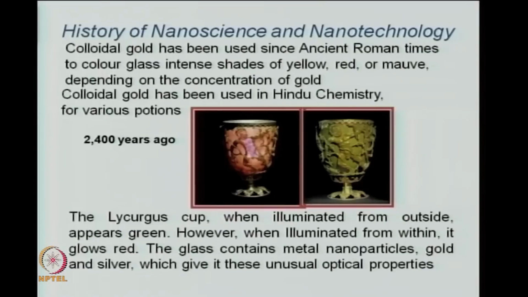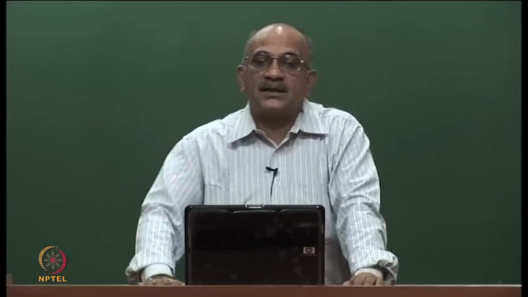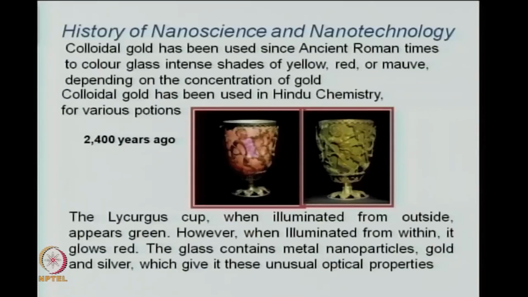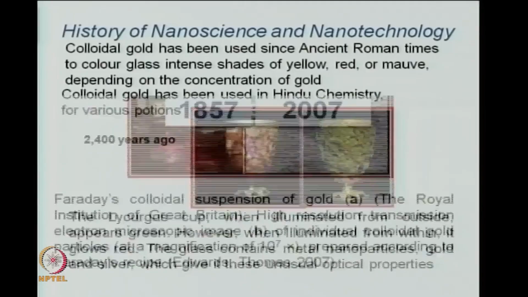However, if you look at the reflected light, that means your light source is outside the cup, then it appears green in color, and this is currently in the London Museum, and it was made many thousands of years back, and it is still retaining its colored properties. So, this unusual property of this glass is basically because there are nanoparticles of gold embedded in the glass, and that gives you the color. So, the color is different depending on whether you are observing transmitted light or reflected light.